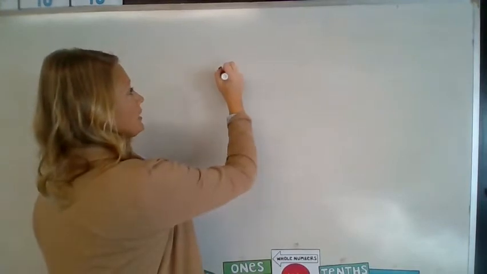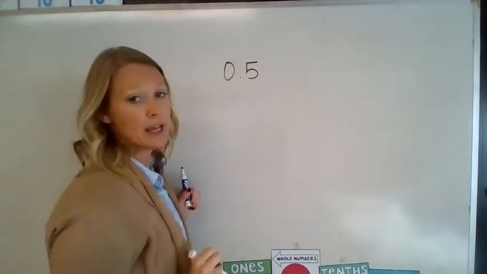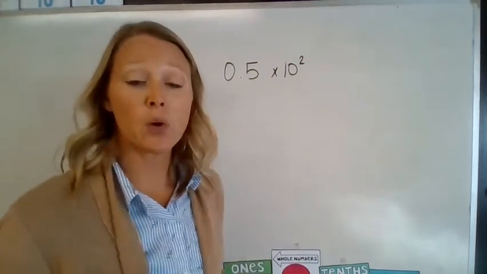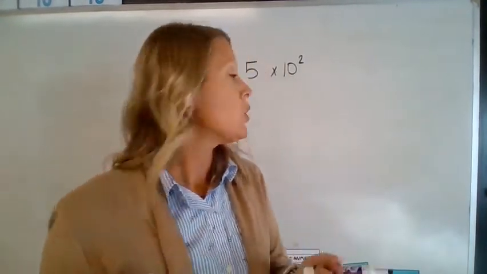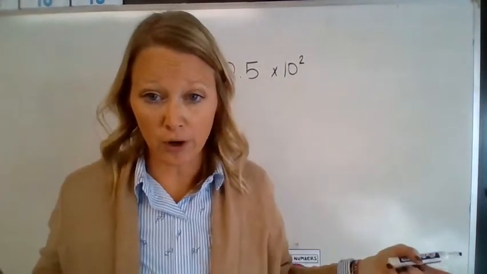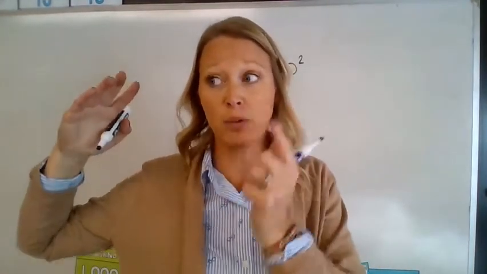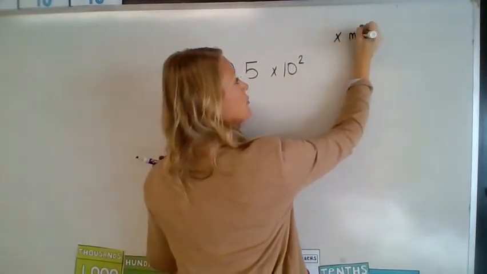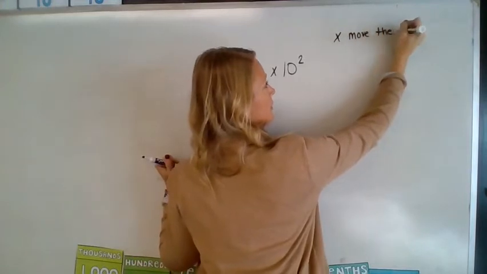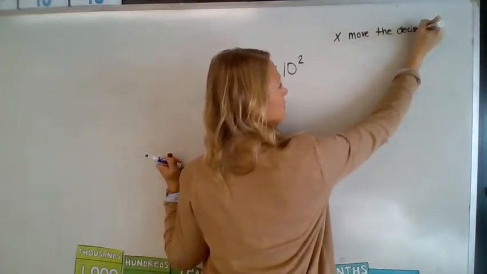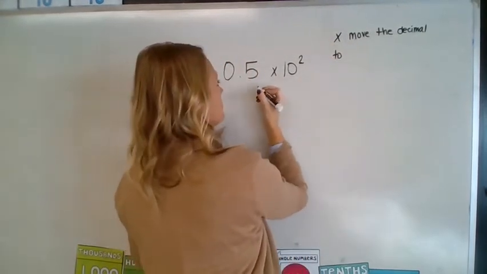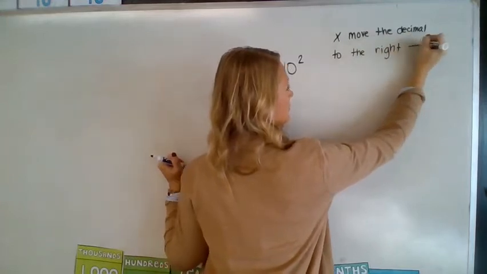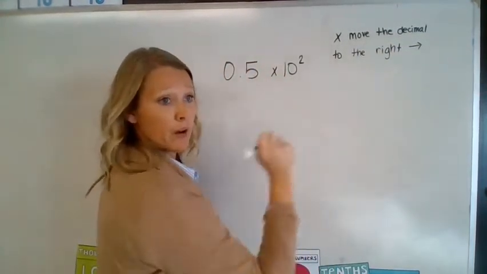So if I was given 5 tenths times 10 to the second power, here is the rule. When you multiply, we know that our numbers are going to get larger. So it's going to get closer to whole numbers, or actually the decimals are going to become whole numbers. All right. So when you multiply, you move the decimal to the right.